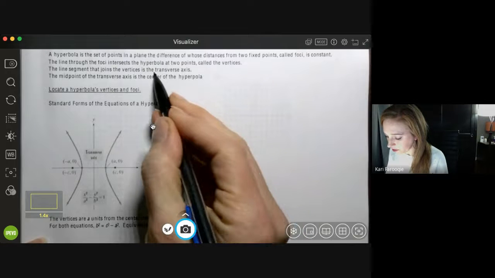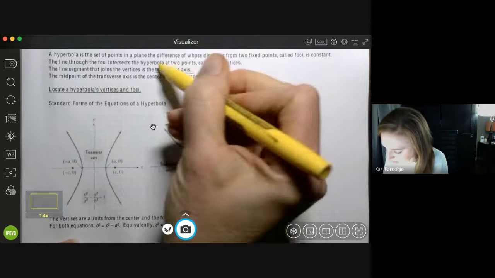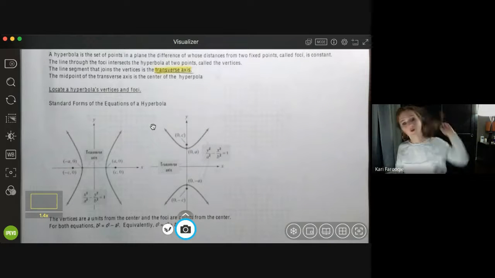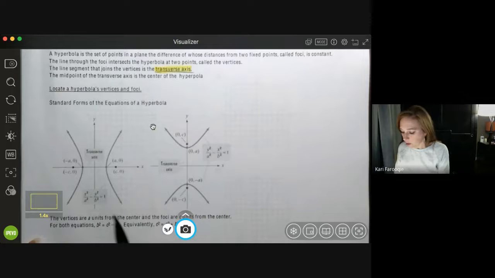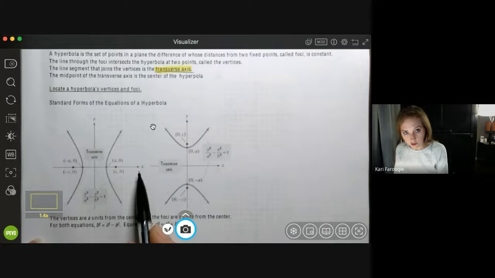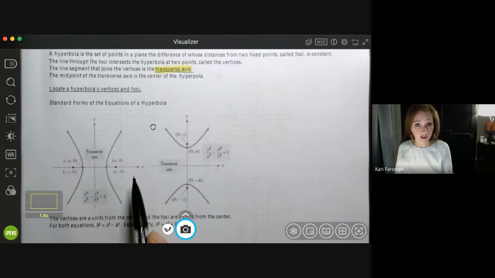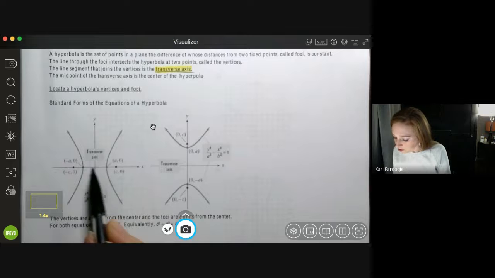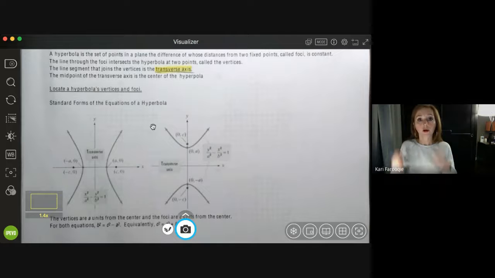So it's really important that we understand the transverse axis. Make sure we understand that that transverse axis contains the vertices and contains the foci. Now, you can see the difference here between the graphs. When you have a horizontal transverse axis, so not necessarily one that's sitting on the x-axis, that's just because in this case we have a center at the origin. But when you have a horizontal transverse axis, you're going to see your hyperbola opening horizontally. So they're going to be opening left and right.